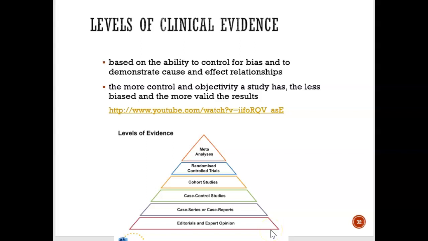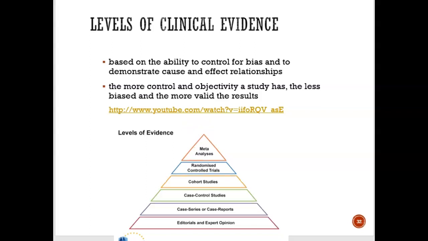And the way it works is that if you see a paper or a study that is a meta-analysis study, that's a very good paper. And if you see a paper and it's an editorial or it's just someone's opinion, that paper is not so good. So the higher up we go in the pyramid, the stronger, the better, the more credible, the less chance of bias the paper has.